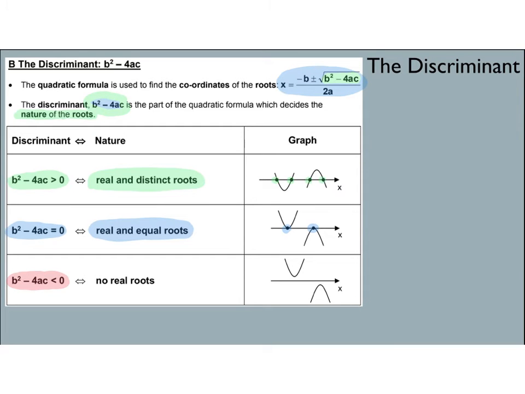Next one, b squared minus 4ac is less than 0. If you get a negative number, we say we've got no real roots. And remember, that was because the graph came down and up without touching the x-axis, or for this one here, it came up and down without touching your x-axis.